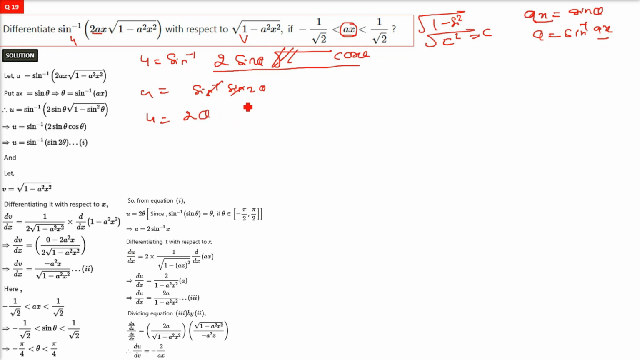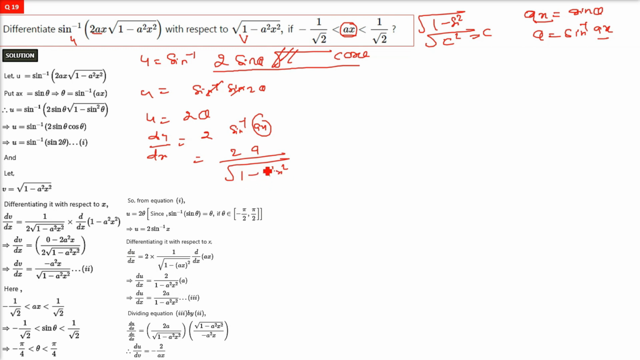But let us solve this. Du by dx is 2. Theta is what? Theta is sin inverse ax. So you have 2 times the derivative of sin inverse ax, which is 1 by under root 1 minus a square x square. Then the differentiation of ax. Differentiation of ax is what? Because x will be 1, it will be only a. Okay. This is your du by dx.